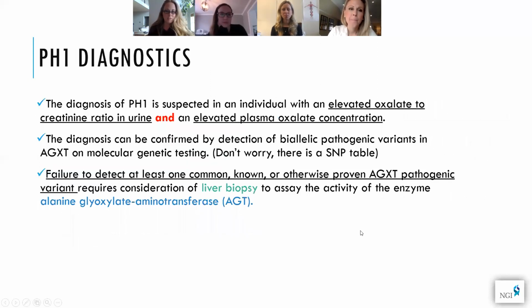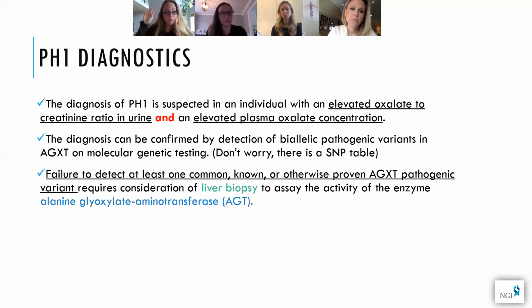All right, so if you want to get a diagnosis of type 1 hyperoxaluria through a nephrologist or a urologist, you're going to be looking at elevated oxalate to creatinine ratio in your urine or elevated plasma oxalate concentration. Okay, so this is not looking at functional testing. This is with your nephrologist here. You also want to be getting a genetic test looking at the gene AGXT through molecular genetic testing. We do have a SNP table coming up next, don't worry. If you do not have genetics for this, they're going to want to do a liver biopsy.